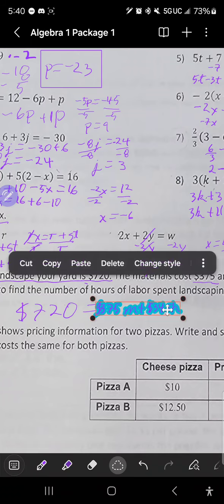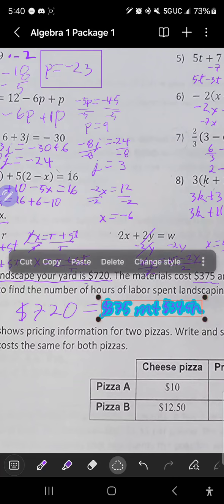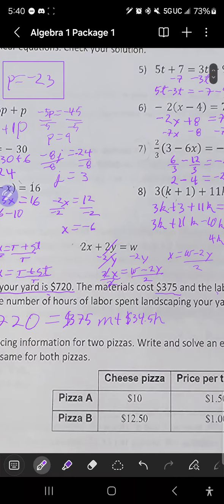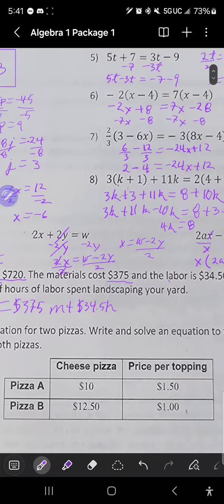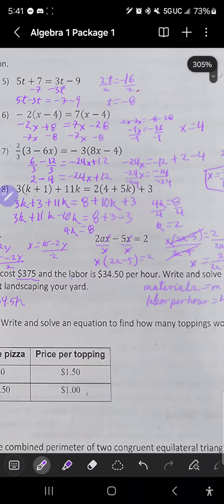Since we have the total value that is 720, we have the material that is 375. Let me put it prettier. And we have the labor per hour that is $34.5. And this is our equation.